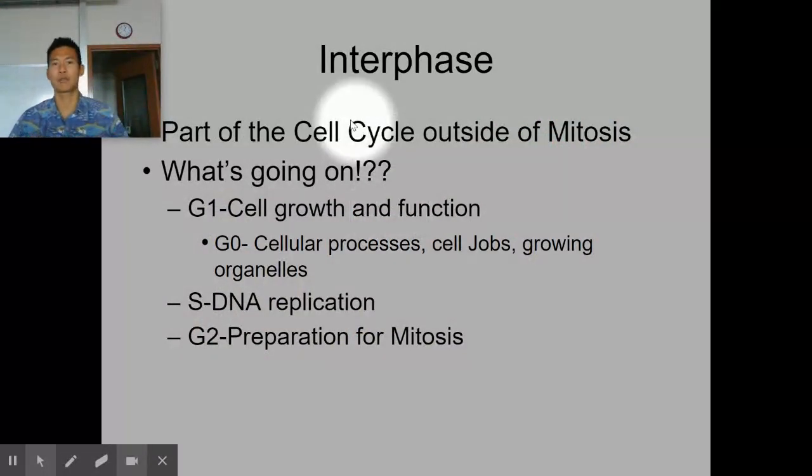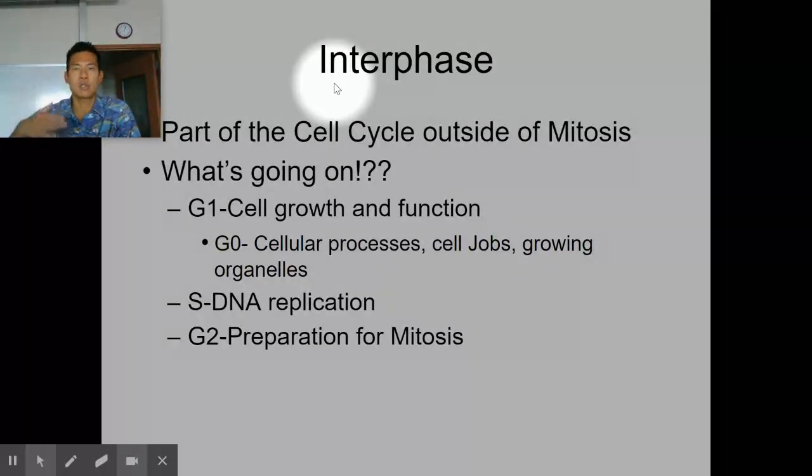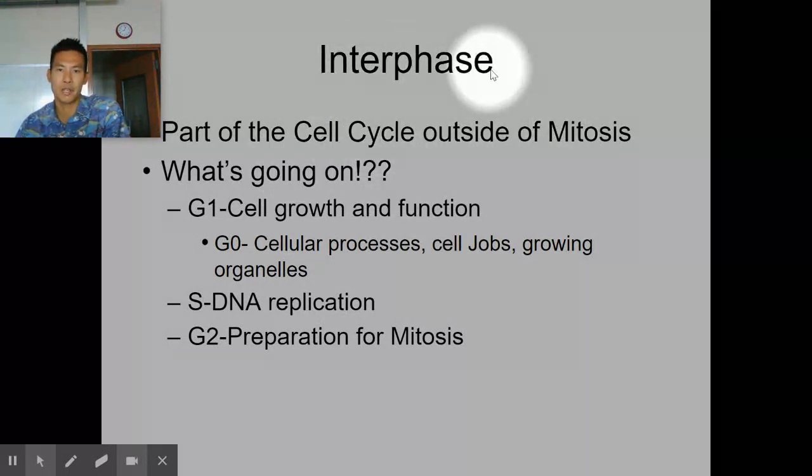Okay, first off, interphase. What is interphase? Do you understand that a cell also has its own life cycle? It doesn't just always continuously go through mitosis over and over again. So the cell's life cycle outside of mitosis is known as interphase. And there are three parts to interphase.